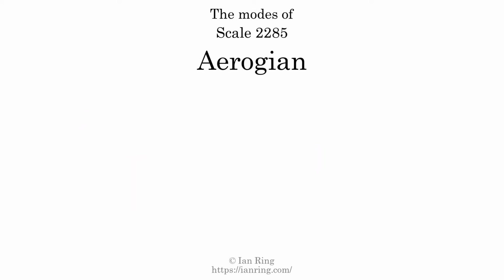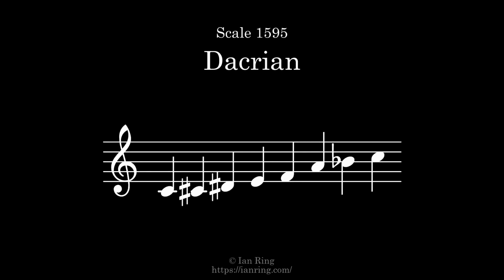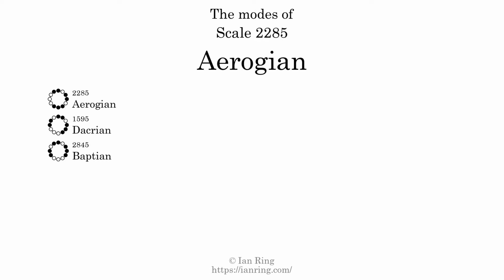This scale has 7 modes. The first mode is itself. The second mode is scale 1595, also known as Dacrian. It sounds like this. The third mode is scale 2845, also known as Baptian. It sounds like this.